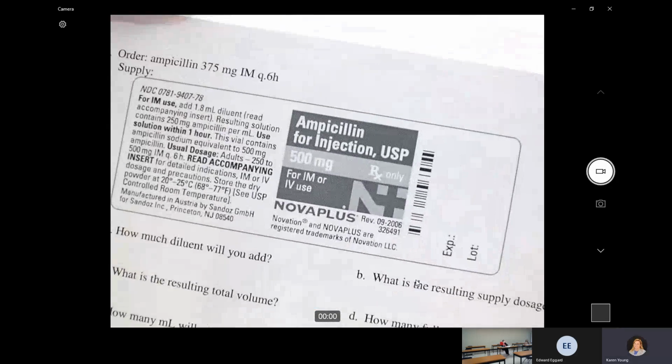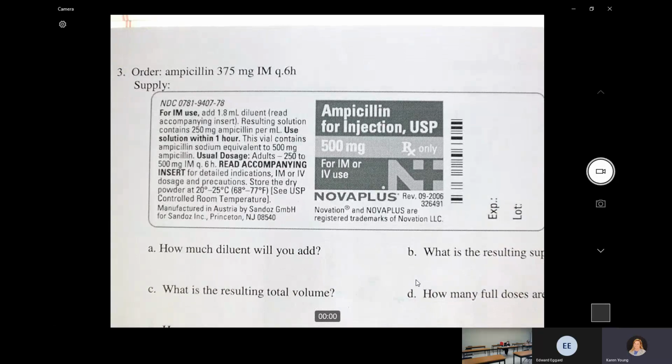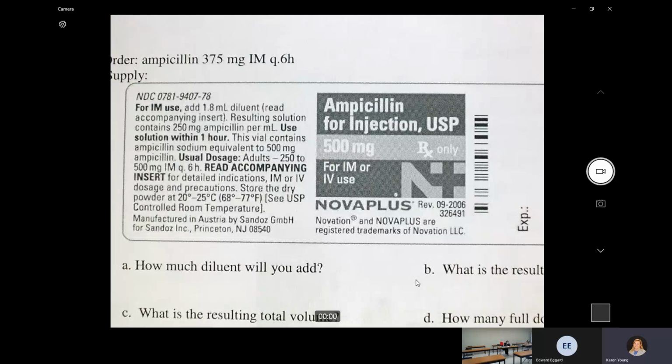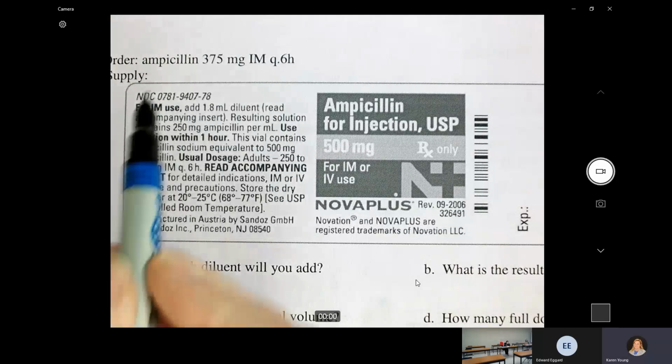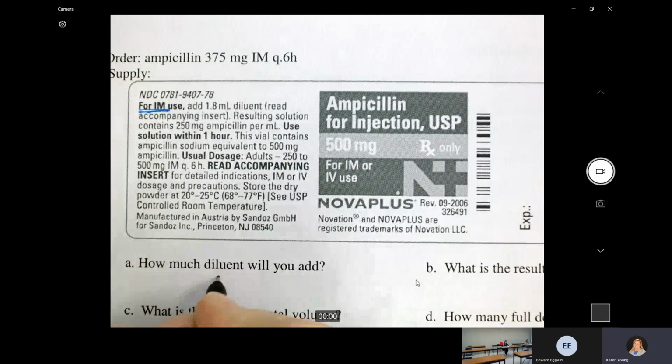Let's look at number 3. So I've got ampicillin, 375 milligrams, IM every 6 hours. If we look at our label, we're going to look under the IM use, because I'm giving an IM. How many milliliters of diluent do I need to add? 1.8 milliliters. Even though the question says how much diluent, make sure you put the milliliters with it.